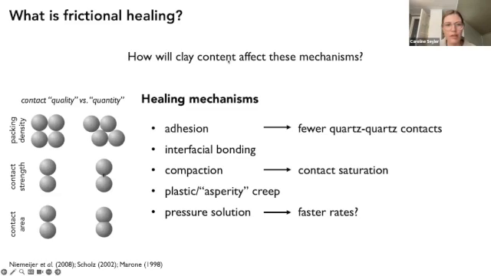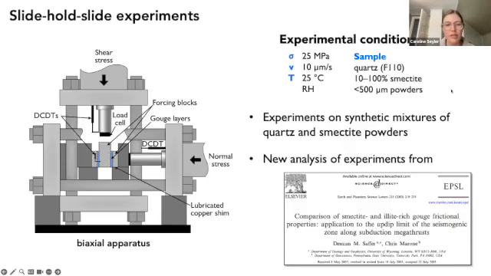And so what we did was do a bunch of these friction experiments on quartz and smectite mixtures. Smectite is one of these clay species, really common, especially as a weathering product from mafic rocks. So it's common in subduction zones. And this is actually a new analysis of experiments that were originally reported in this paper here. In this publication, they published the sort of rate and state parameters from these experiments, but never really looked at the healing parts of the experiments. So we're doing a new analysis here.